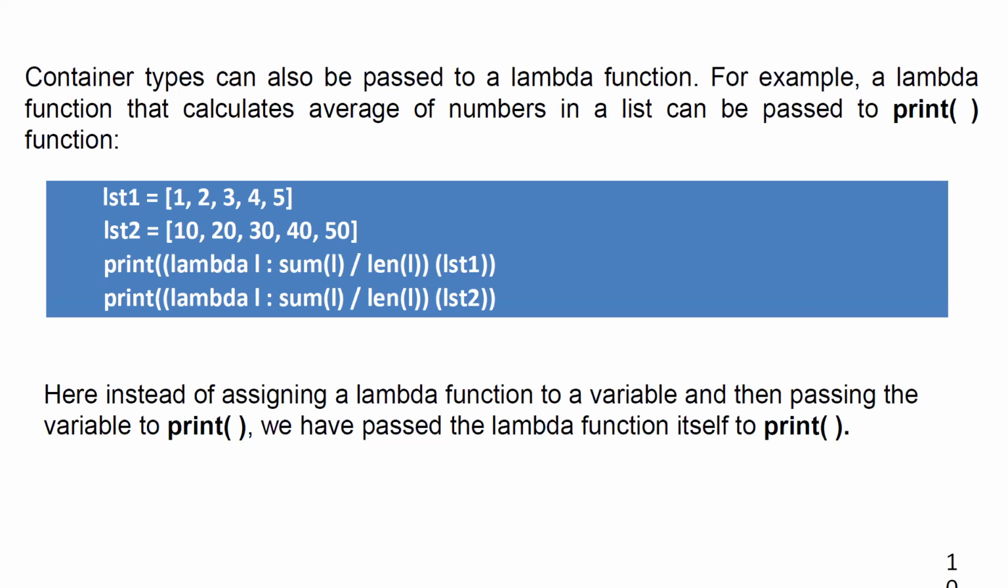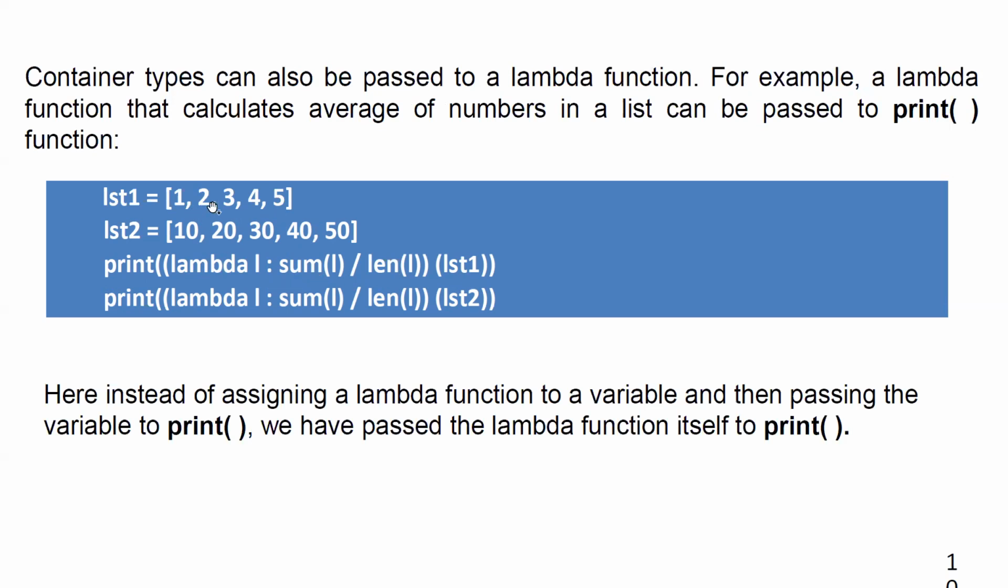In the same way, container types can also be passed to a lambda function. For example, a lambda function that calculates the average of numbers in a list can be passed to the print function. Here in this example, we have created two lists: list1 equal to 1, 2, 3, 4, 5 and list2 equal to 10, 20, 30, 40, 50, and print lambda L colon sum of L divided by length of L. The input for this L value is list1.